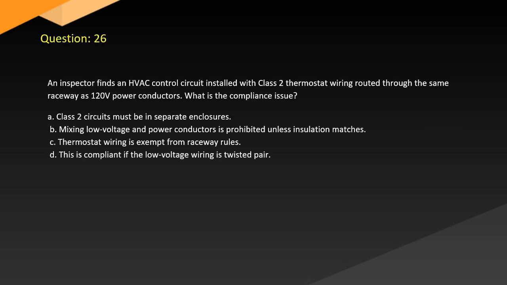Question 26. An inspector finds an HVAC control circuit installed with Class 2 thermostat wiring routed through the same raceway as 120 volt power conductors. What is the compliance issue? A. Class 2 circuits must be in separate enclosures. B. Mixing low voltage and power conductors is prohibited unless insulation matches. C. Thermostat wiring is exempt from raceway rules. D. This is compliant if the low voltage wiring is twisted pair.